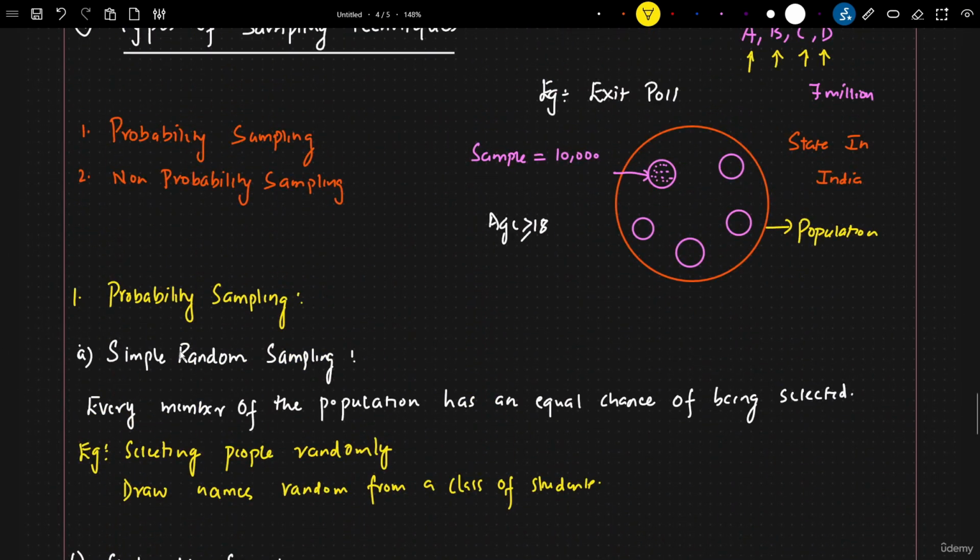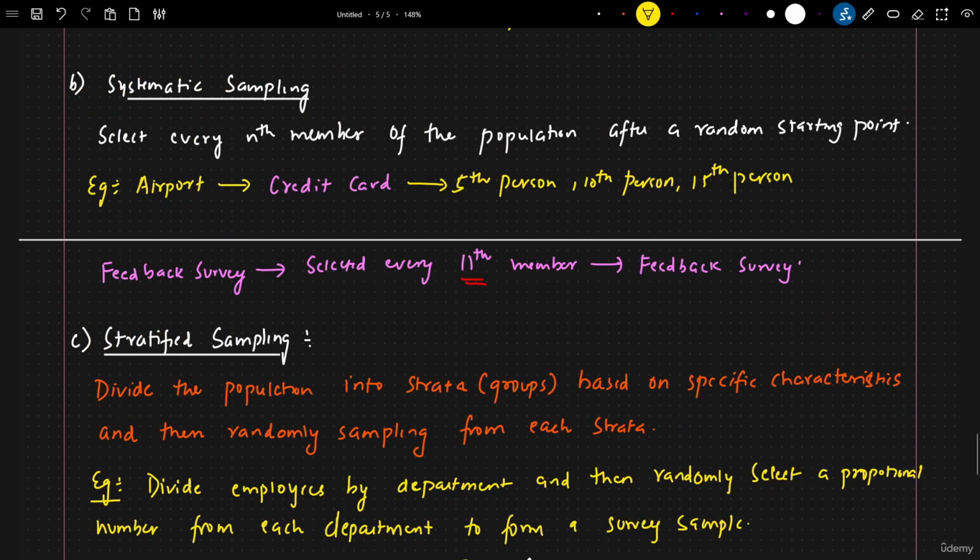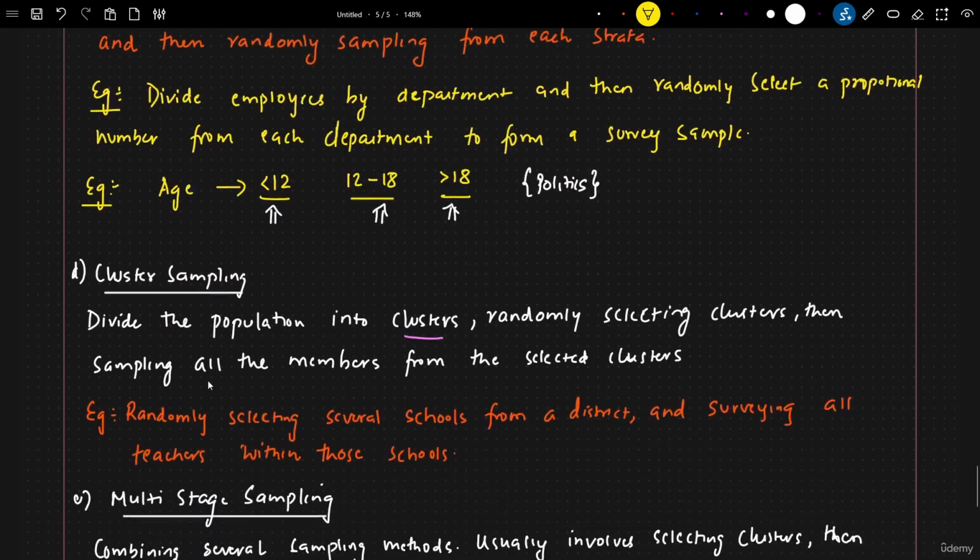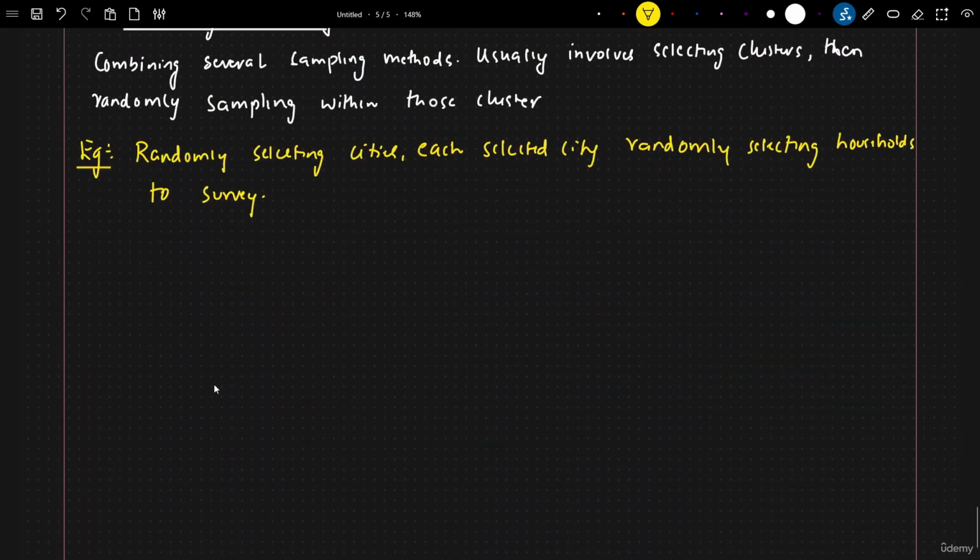Now this was all about probability sampling. Now let's go ahead and discuss non-probability sampling. You should definitely know these 2 different types. So the second one is basically called non-probability sampling. And we are just trying to understand each and everything with examples. That is the best thing.